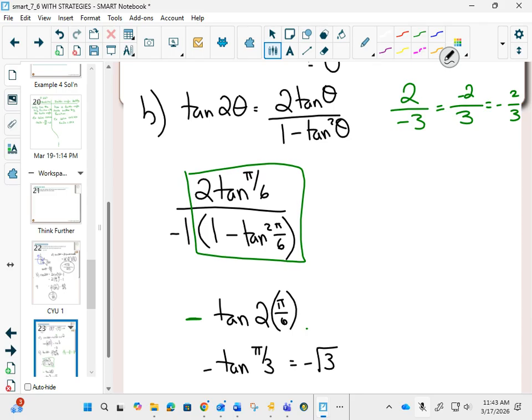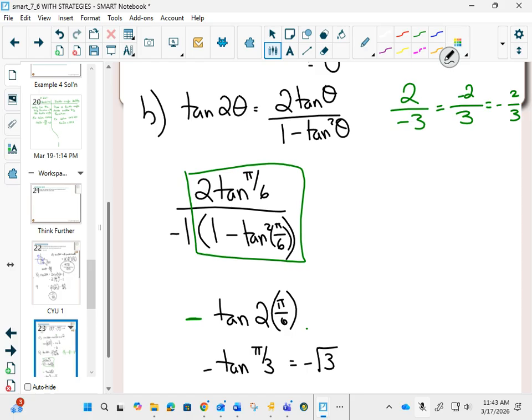Yes? If you write tan squared pi over 6 without the brackets around pi over 6, is that an error? No, that's fine. You can put that in brackets as well if you'd like.